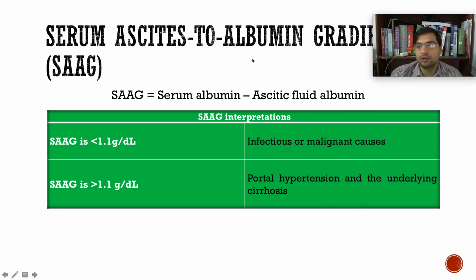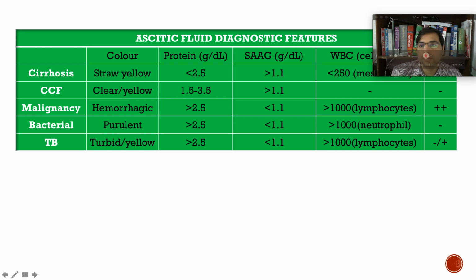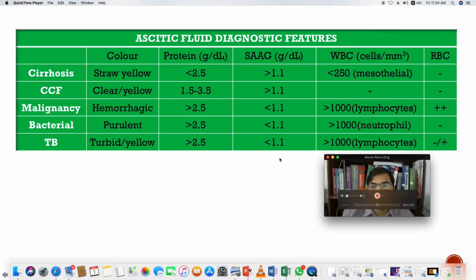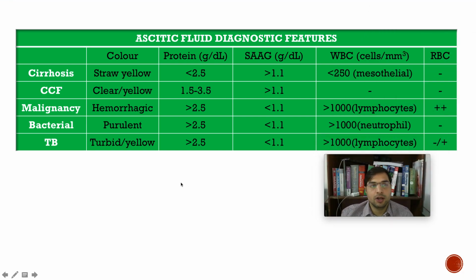This SAAG score, or transudates and exudates, helps us find the cause of ascites, because whenever a person walks into the clinic with ascites, we have to find out the cause. Whether the cause is the liver, like cirrhosis or malignancies, or the heart, like congestive heart failure, or an infection, for example peritonitis, pancreatitis, or tuberculosis. So based on the investigations, we can find out the cause.